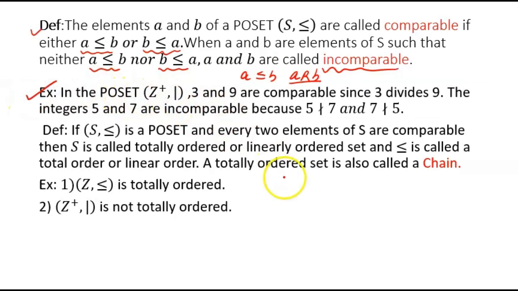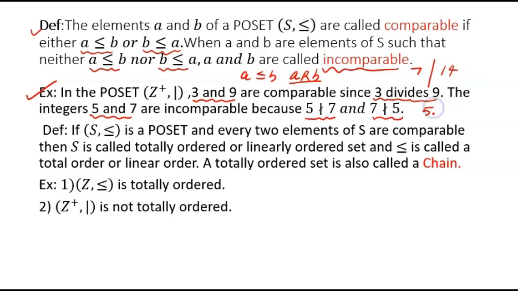Suppose we have taken the partially ordered set Z plus on the set of positive integers. Then 3 and 9 are comparable elements. Why are these two elements comparable? Because 3 divides 9. Yes or no? If I take 7 and 14, then 7 and 14 are comparable elements because 7 divides 14, right? But 5 and 7 are incomparable elements because 5 does not divide 7 nor does 7 divide 5.